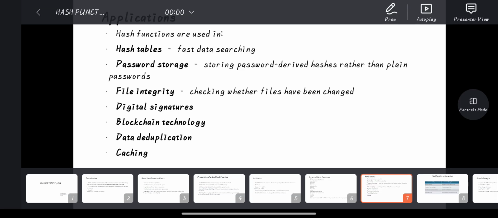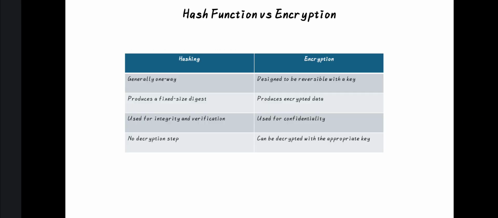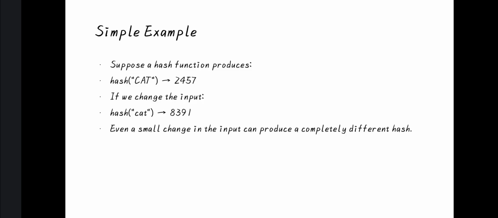Hashing versus encryption: hashing is generally one-way, while encryption is designed to be reversible with the key. Hashing produces a fixed-size digest, while encryption produces encrypted data. Hashing is used for integrity and verification. Encryption is used for confidentiality. Hashing has no decryption step; encrypted data can be decrypted with the appropriate key. For example, "Cat" gives 24567 and "cat" gives 8390. Even small changes in the input can produce a completely different hash.